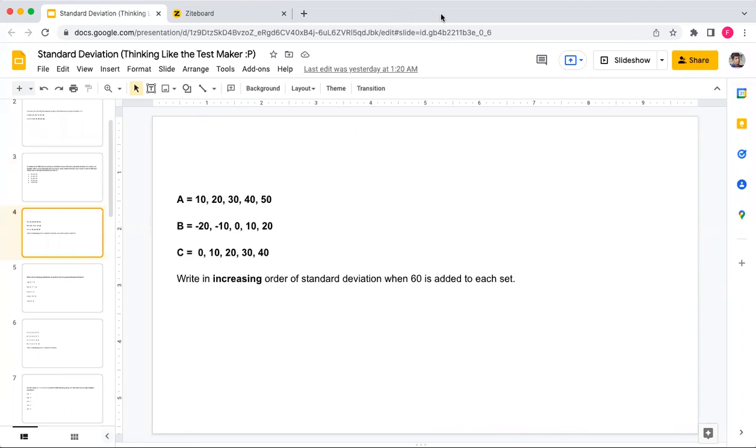Try this question. First of all, tell me one thing. Consider the first one. First see A. We have A equal to 10, 20, 30, 40, and 50. What is B? B is minus 20, minus 10, 0, 10, and 20.